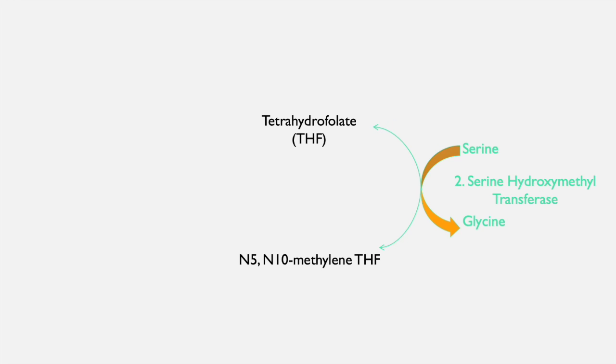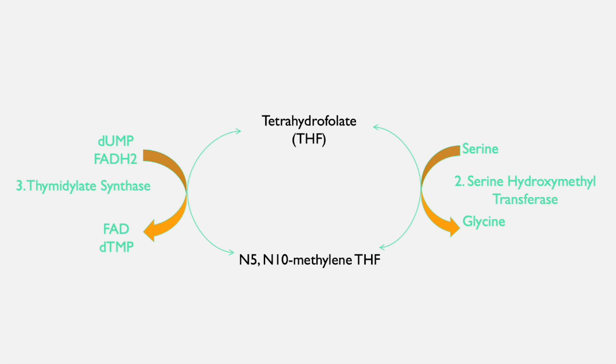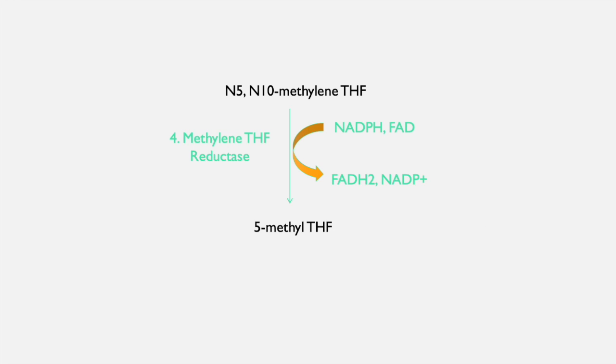Once N5-N10 methylene THF is formed, two things can happen. The first thing that can happen is it can be converted back to DHF using thymidylate synthase. This reaction produces dTMP from dUMP, which is involved in DNA synthesis. The second thing N5-N10 methylene THF can form is 5-methyl-THF by using the enzyme methylene THF reductase, or MTHFR. This enzyme uses an NADPH and an FAD.